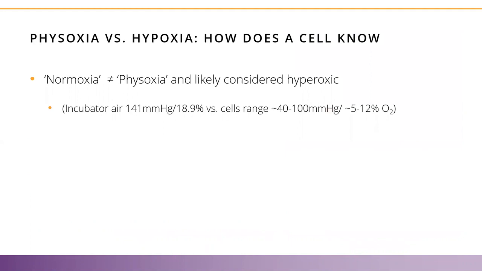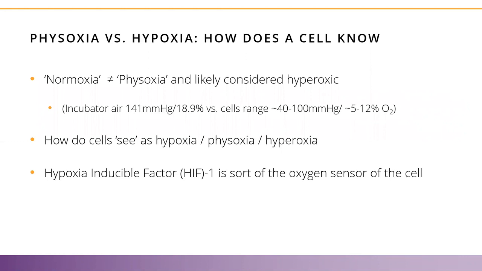So physiologia versus hypoxia. How do cells actually know what the amount of oxygen is that they're seeing and how they're supposed to respond to that? So these cells do respond to hypoxic versus physiologic versus hyperoxic conditions. One of the main indicators that has been reported repeatedly is basically hypoxia inducible factor 1. It's a co-transcription factor which is often termed the oxygen sensor of the cell. And why and how it functions.